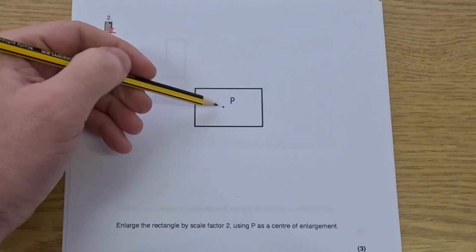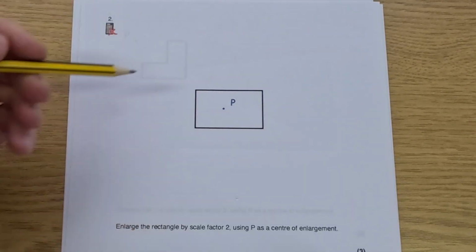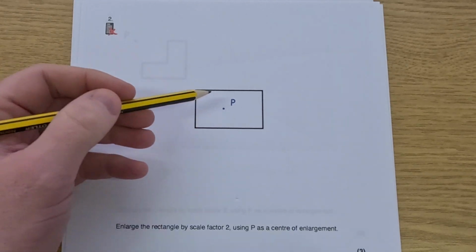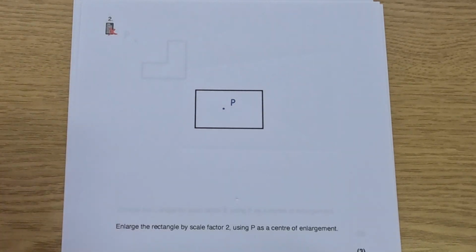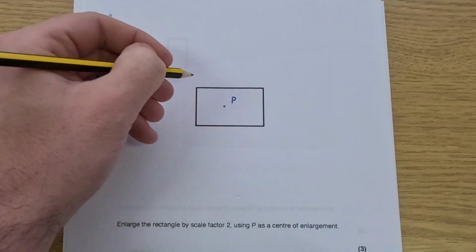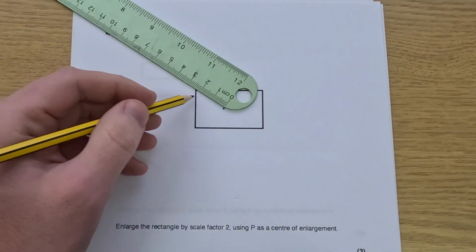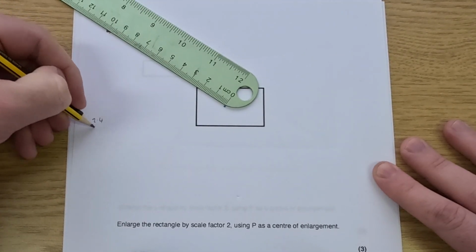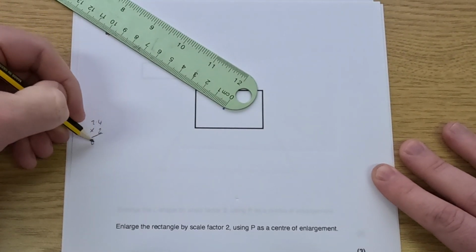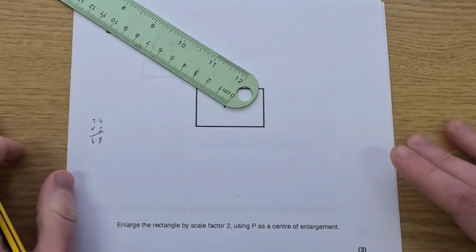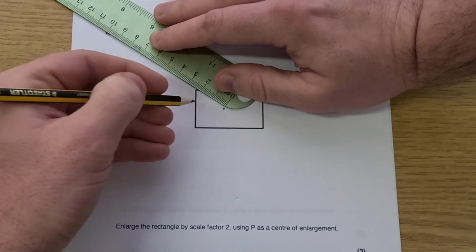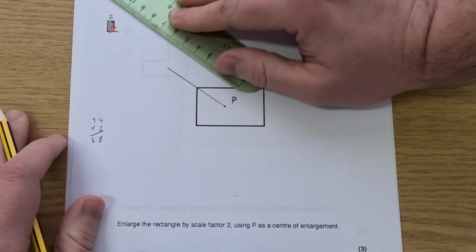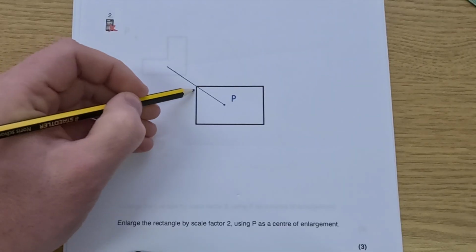Okay, so question number 2, we've got the point P here, and we've got this rectangle. And the question is to enlarge the rectangle by scale factor 2 using P as the center of enlargement. So we want to double all the distances. So let's start here and let's do this first point here. So that distance is 2.4 centimeters. So if we take the 2.4, and we multiply that by 2, double it, that'd be equal to 4.8. So we want to go 4.8 centimeters along in that direction. So let's do that. Okay, so this point would move to here.